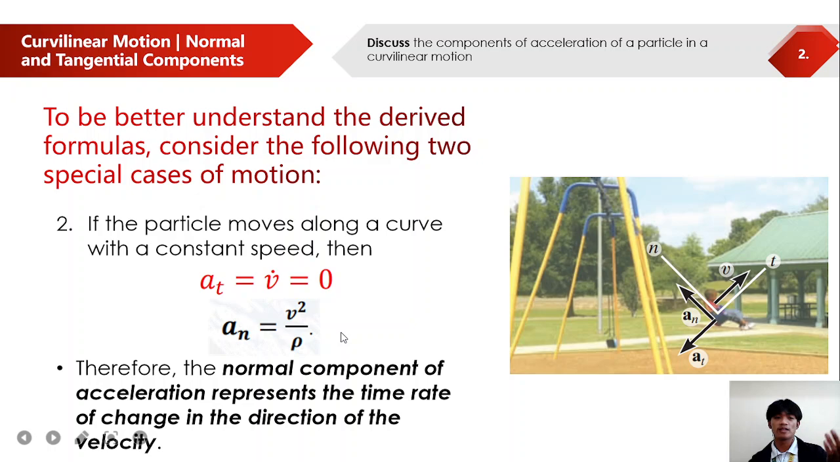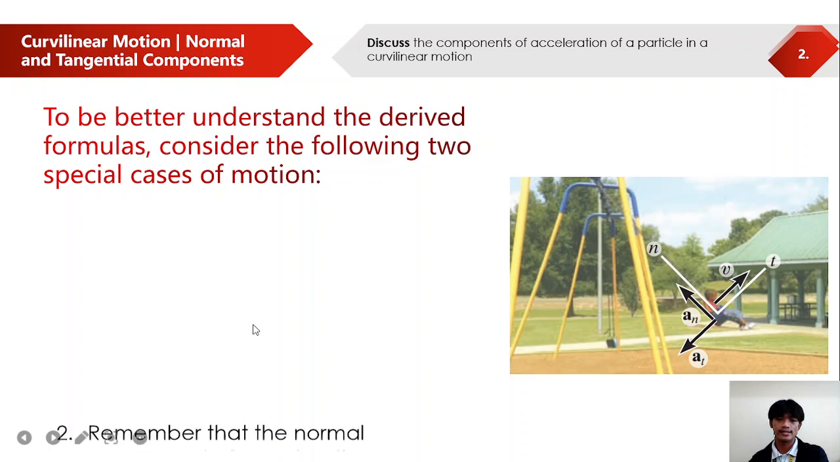Now, in these two special cases, if the particle moves in a straight line path, the one that becomes zero is your a sub n, or the normal component. If the particle moves in a curve but the speed is constant, the a sub t becomes zero, since a sub n is concerned with the direction and a sub t is concerned with the magnitude. That's the idea of the normal and tangential components.